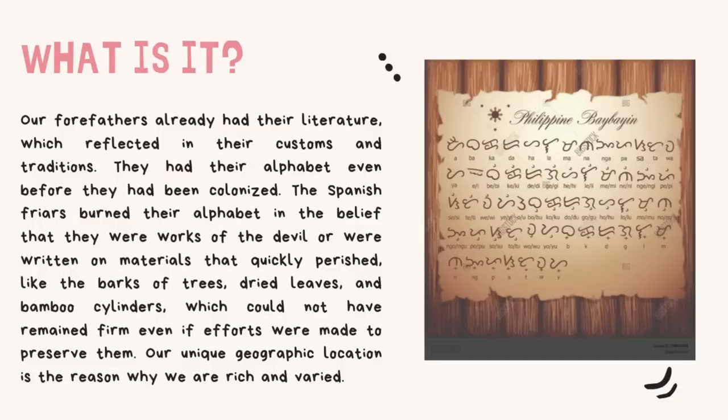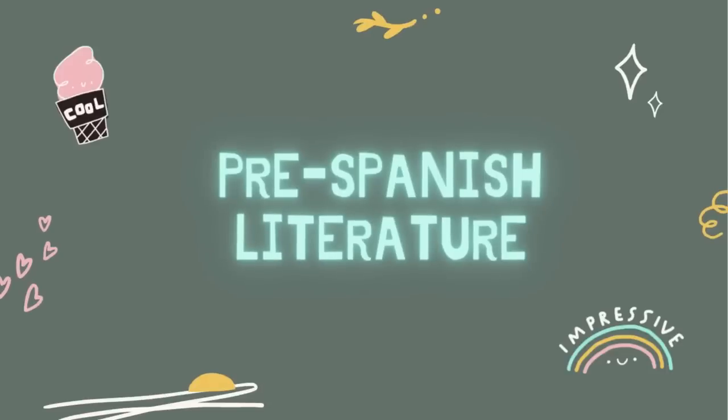Our unique geographic location is the reason why we are rich and varied. So that might be the reason why our Alibata is no longer the alphabet that we are using as of today to write our names, to write paragraphs, to write letters, and many more. Let us begin in the pre-Spanish literature or the pre-Spanish period, and let us find out what kind of literature or literary pieces do we have at this point of time.